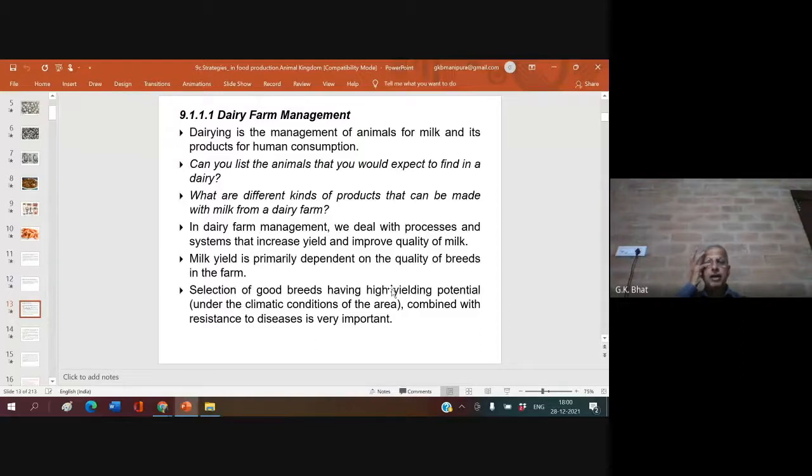What are different kinds of products that can be made with milk from a dairy farm? In dairy management, we deal with processes and systems that increase yield and improve quality of milk. So dairy management is mainly concerned with these two: one, increase in the yield of milk; second, improvement in the quality of milk. Milk yield is primarily dependent on the quality of breeds in the farm. There are different breeds in the cattle, and different breeds give different quality of milk.